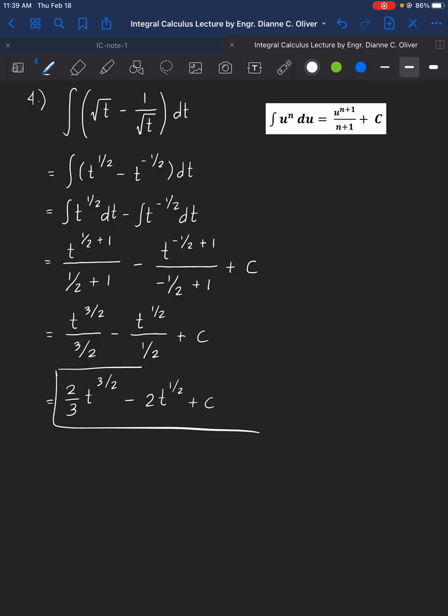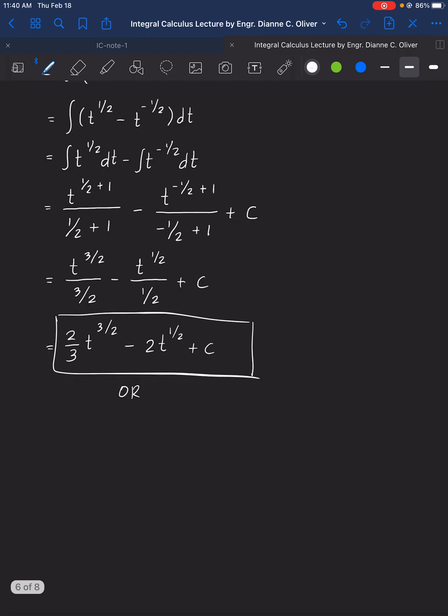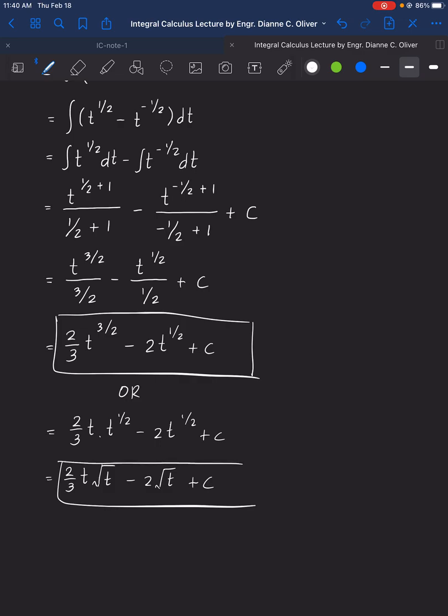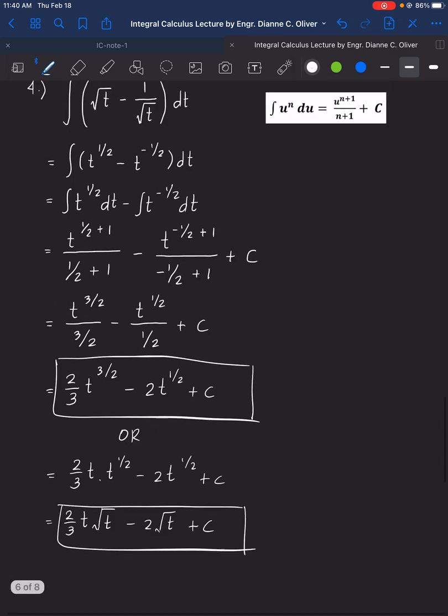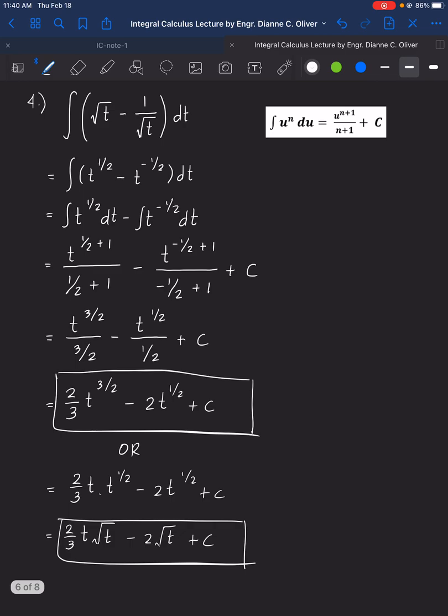So we can have this as an answer, or we can have the answer as 2/3 t multiplied with t raised to 1/2 minus 2t raised to 1/2 plus c. So this is 2/3 t square root of t minus 2 square root of t plus c. So we can have this also as an answer. Okay, so that is for number 4.